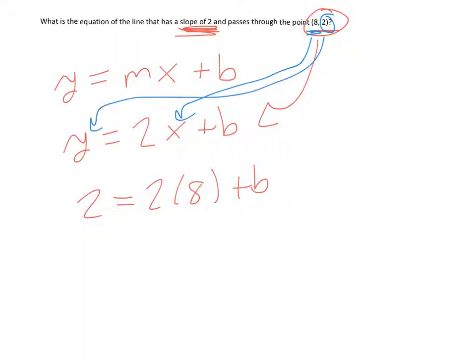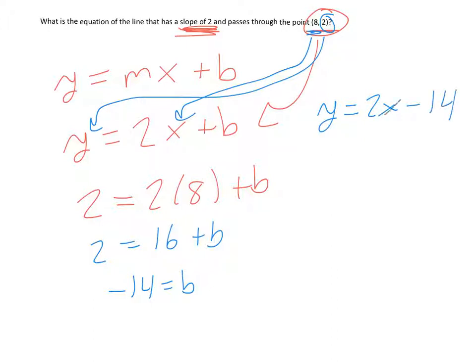Now I'm going to solve for b. So 2 equals 16 plus b. Then I subtract 16 from each side, and I get negative 14 equals b. So my equation, at least the equation I believe to be, is y equals 2x minus 14. I believe this is right.